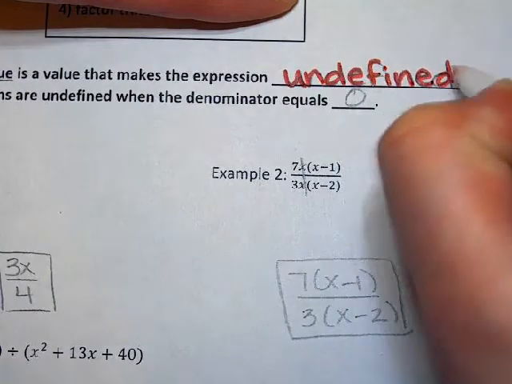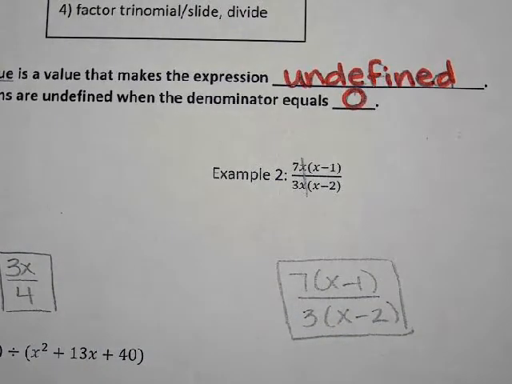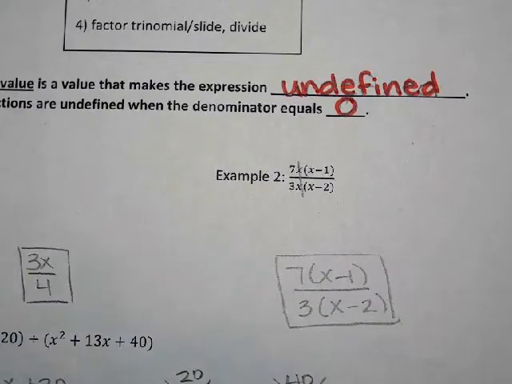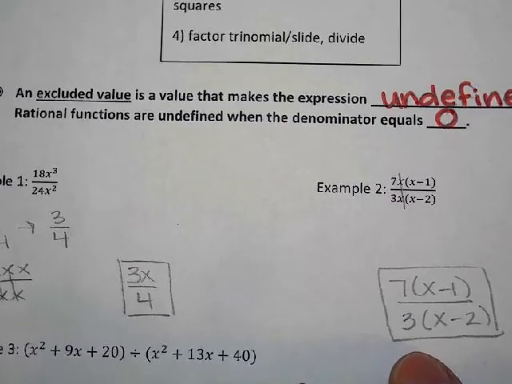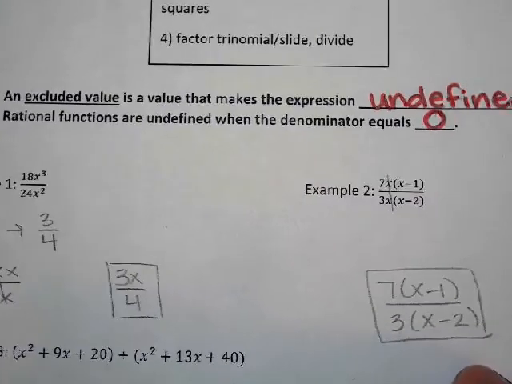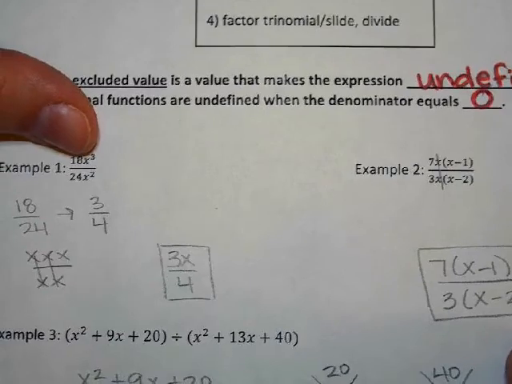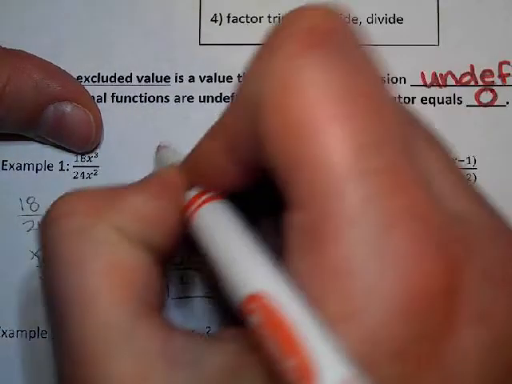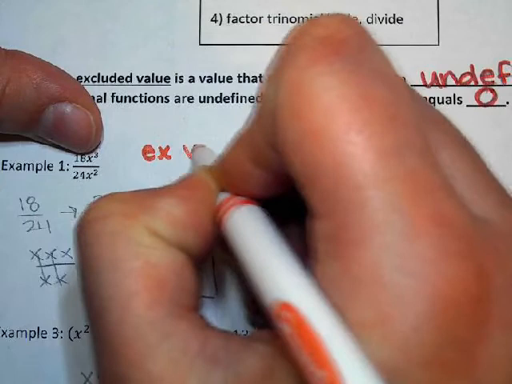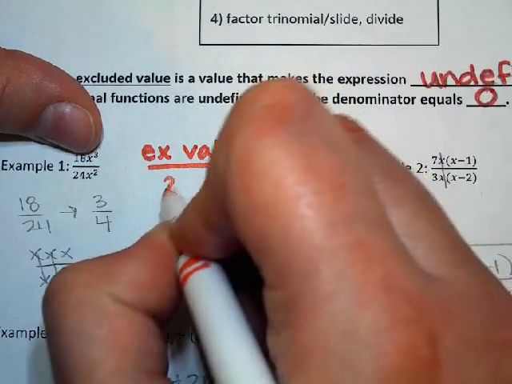Okay. So an excluded value is a value that makes the expression undefined, and rational functions are undefined when the denominator equals 0. Okay. So how do you find the excluded values for example 1? Excluded values. We're going to say 24x squared equals 0.